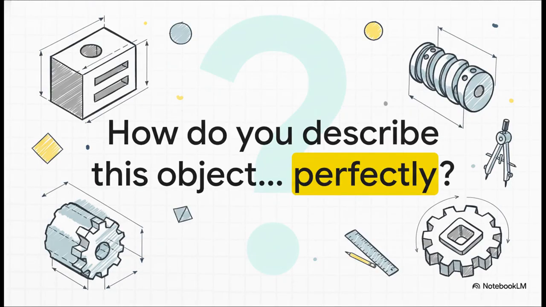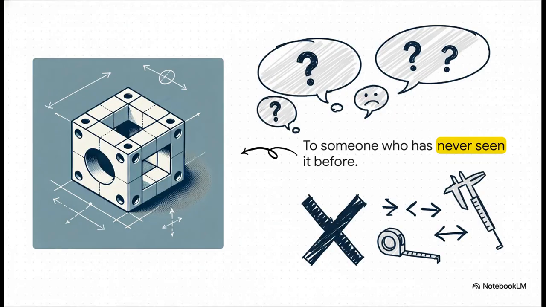All right, let's just jump right in. Take a look at this thing. It's got some holes, some weird cutouts, all with very specific dimensions. Now, how would you describe it absolutely perfectly? And not just to anyone, but to someone who's never laid eyes on it before.